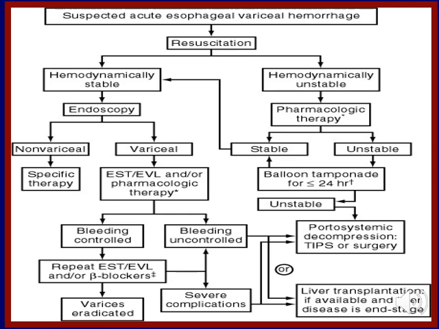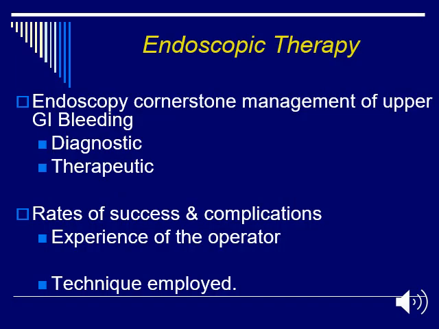But if the patient is hemodynamically stable, we will see whether he is having variceal bleeding or non-variceal bleeding. If it is variceal, you will go for sclerotherapy or variceal ligation. If the patient is controlled, then you should repeat till variceal eradication. If uncontrolled, then you will go for TIPS or shunt or transplantation.